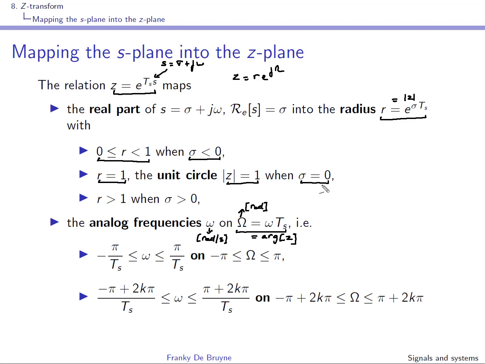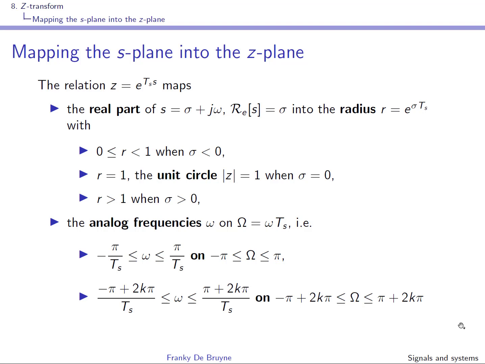So you can kind of see that the j omega axis is mapped onto the unit circle. Modulus of z is equal to 1. If you plug in a positive value over here, the exponential, so the radius, will be larger than 1.